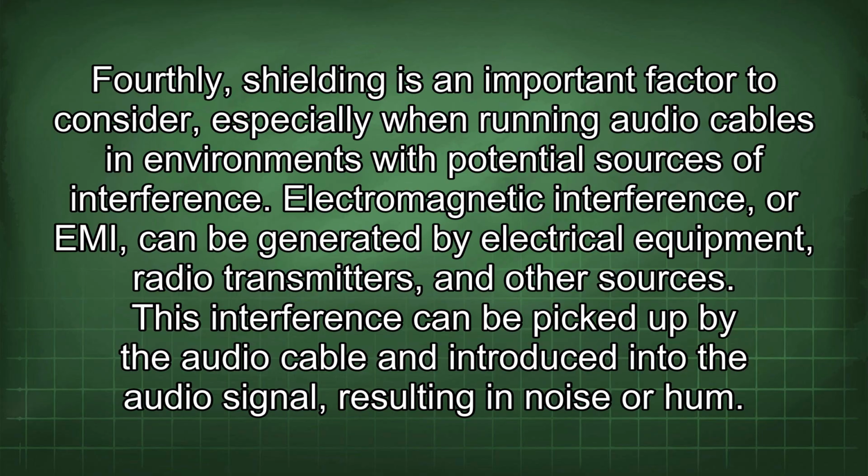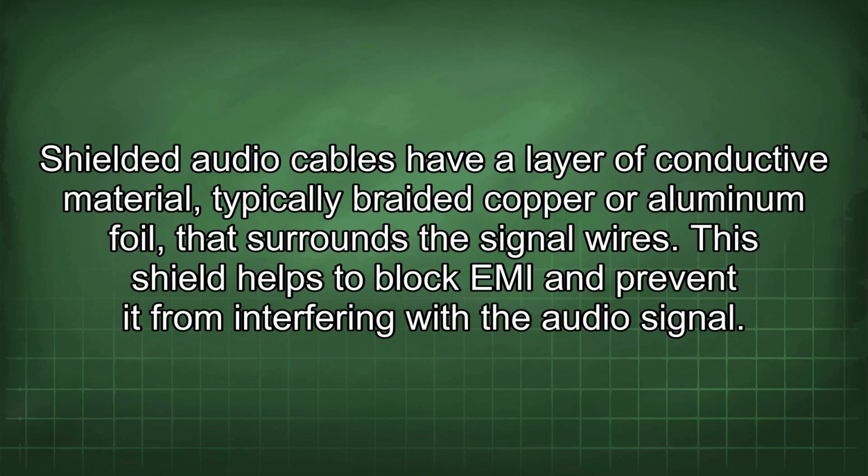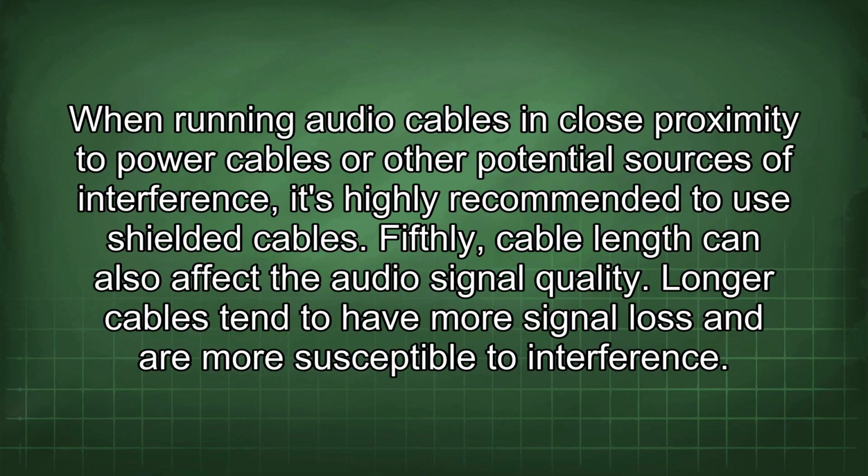This interference can be picked up by the audio cable and introduced into the audio signal, resulting in noise or hum. Shielded audio cables have a layer of conductive material, typically braided copper or aluminum foil, that surrounds the signal wires. This shield helps to block EMI and prevent it from interfering with the audio signal.